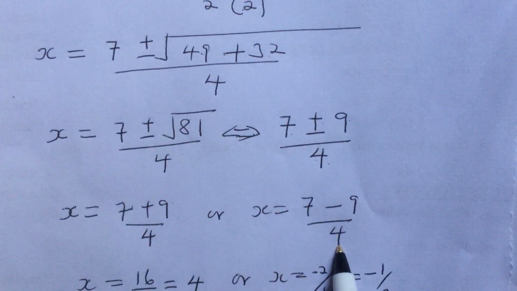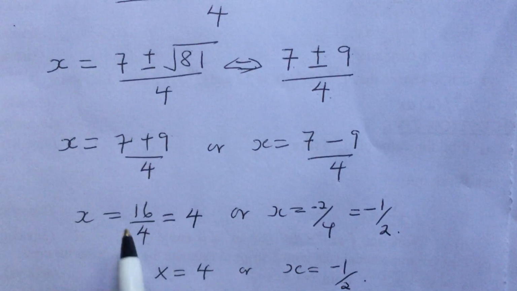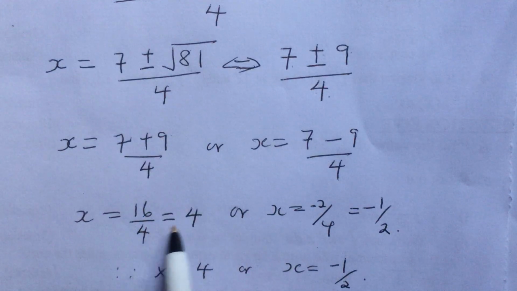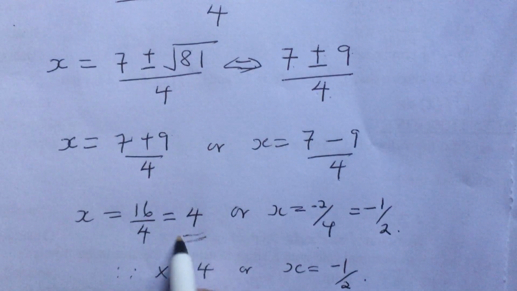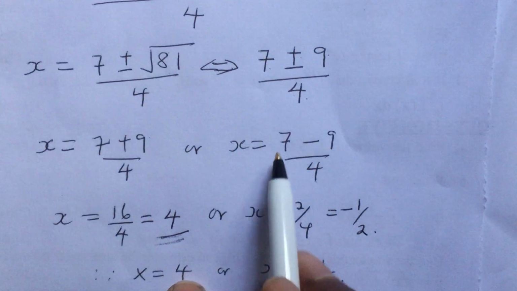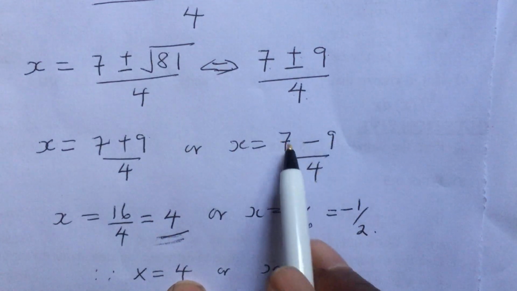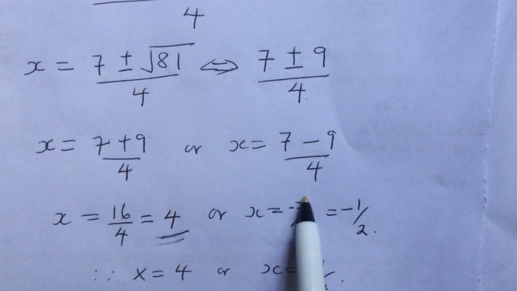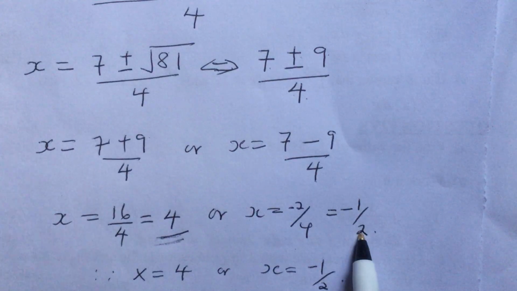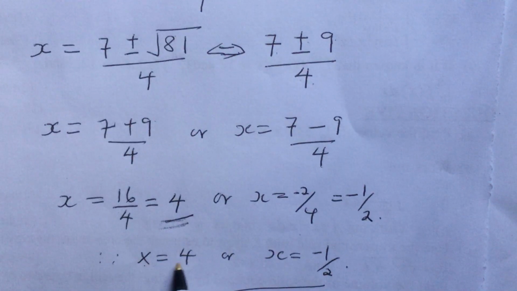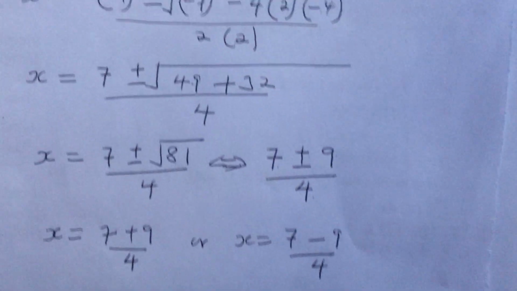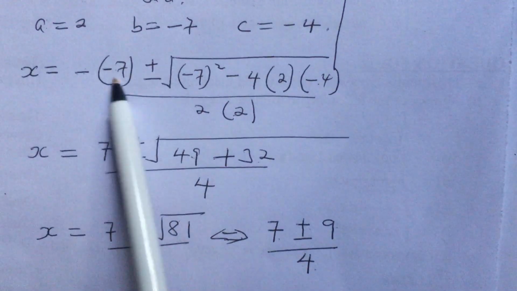Now by simplifying the above, 7 plus 9 gives us 16 over 4, which is 4. Similarly, x can also be 7 minus 9, which of course is negative 2, and then all over 4. By simplifying, this one gives you negative a half, and therefore x is either 4 or x is negative a half. Remember that you need to take care of these signs, especially when you are substituting.